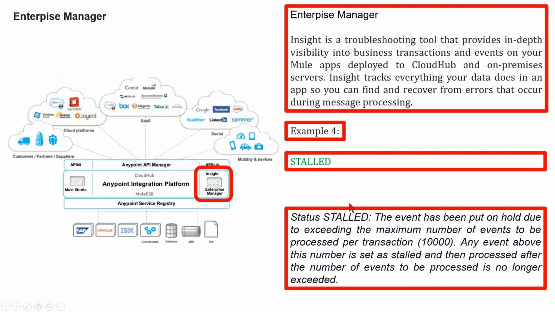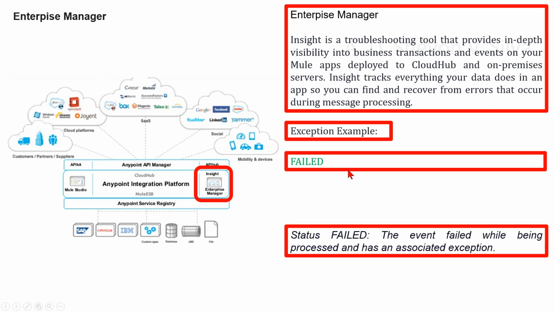As an example 4, we can consider status stalled. The event has been put on hold due to exceeding the maximum number of events to be processed per transaction, 10,000. Any event above this number is set as stalled and then processed after the number of events to be processed is no longer exceeded.